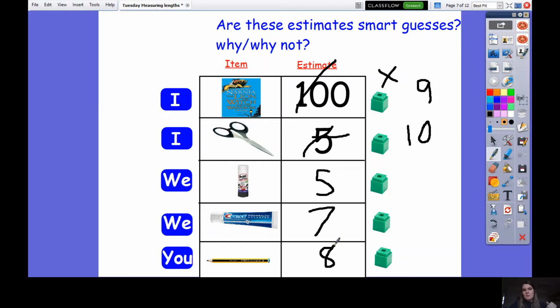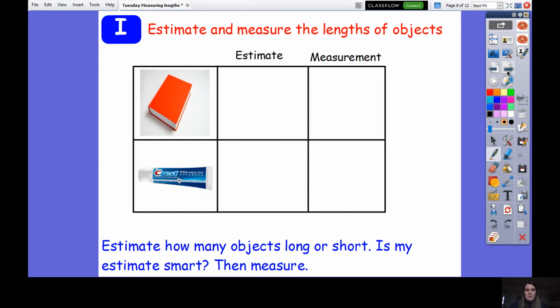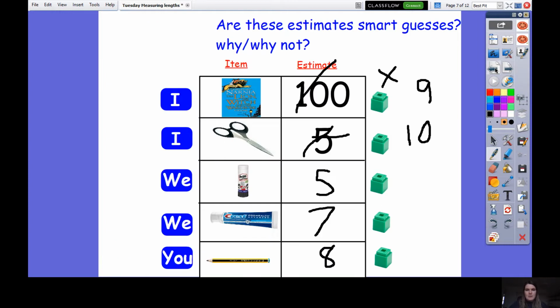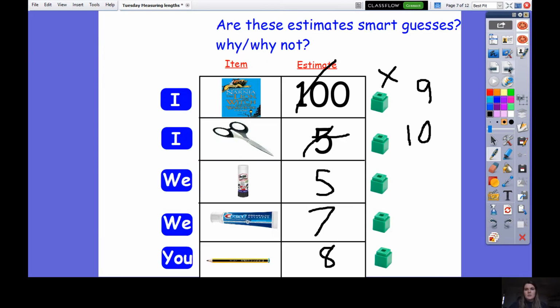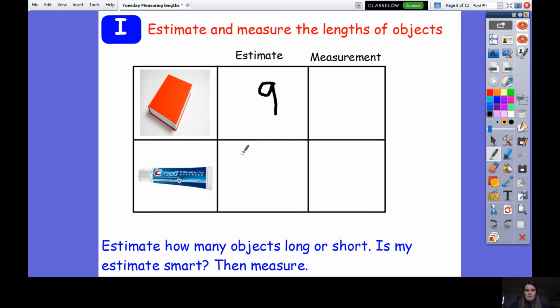So this is how we estimate. We just look at the item and we make a sensible guess. So we've estimated the measurement of the book, the scissors, the glue stick, the toothpaste, and the pencil. So what happens now is we can estimate and then measure. So I'm going to take 2 of our measurements. We estimated that the book was 9 cubes. And how many did we estimate the toothpaste was? We said the toothpaste was 7.